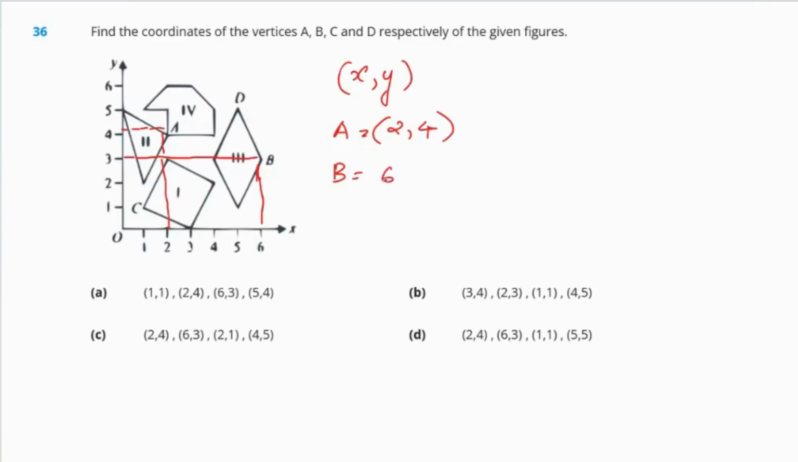And for B, the Y-axis is 3 and X is 6, so you can write it as 6, comma 3. First X-axis and then Y, X comma Y. Next C, you can see here, X is 1 and Y is also 1.